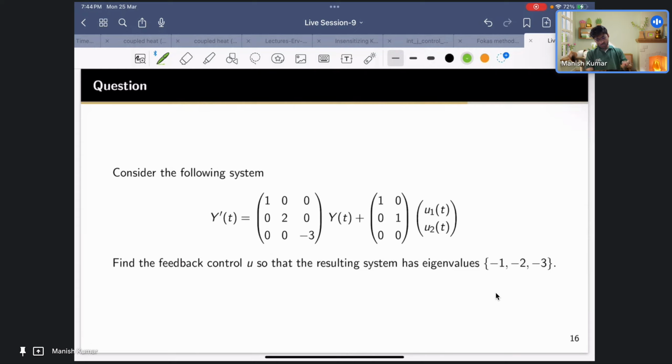Now let us come to this question, which is what I was telling you earlier. Let me write this system. You see here, let us check the controllability condition. So here A is the matrix 1 0 0, 0 2 0, 0 0 minus 3, and B is 1 0, 0 0, 1 0.